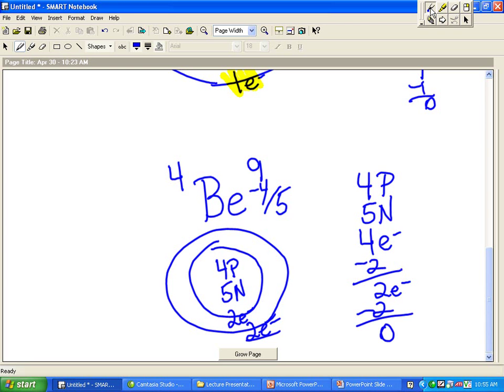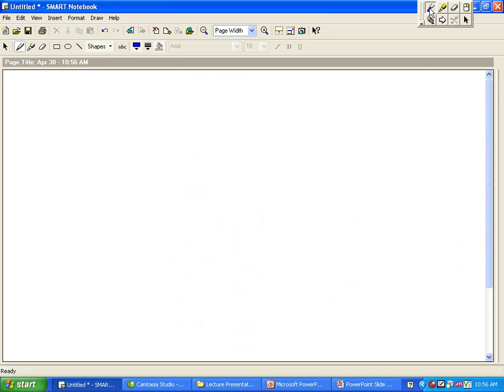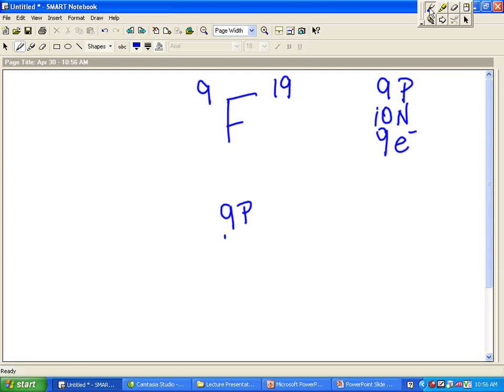Let's move over to family 17. Look at fluorine. Fluorine is in family 17, period 2. The atomic number for fluorine is 9. The atomic mass is 19. 9 protons, 10 neutrons, 9 electrons. 9 protons in the nucleus, 10 neutrons in the nucleus.